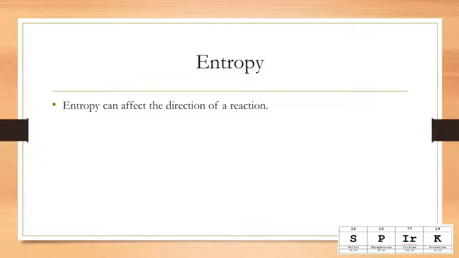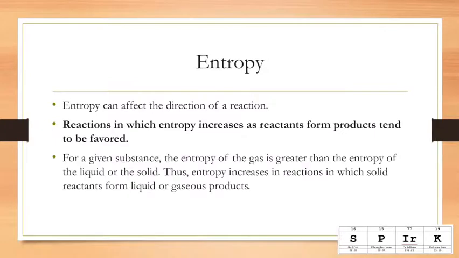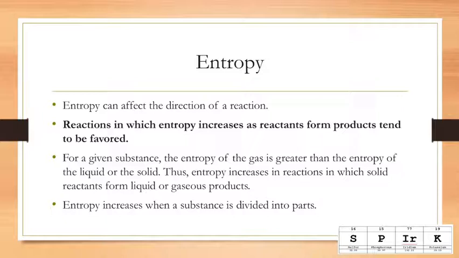Entropy can affect the direction of a reaction. Reactions in which entropy increases as reactants form products tend to be favored. For a given substance, the entropy of the gas is greater than the entropy of the liquid or the solid. Thus, the entropy increases in reactions in which solid reactants form liquid and gaseous products. Entropy increases when a substance is divided into parts.